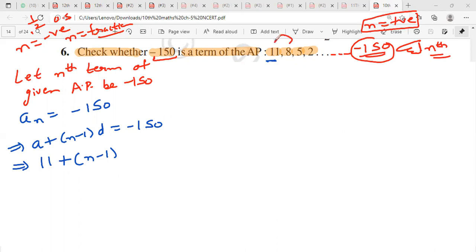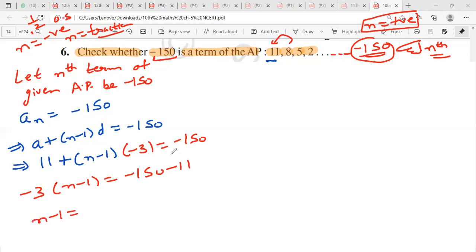The value of D, 8 minus 11, what will it be? Minus 3, and it is equal to minus 150, right? Then minus 3 into N minus 1 is equal to minus 150. 11 when shifted to the right hand side will be minus 11, right? So N minus 1 is equal to minus 150 minus 11, that is minus 161, divided by minus 3.